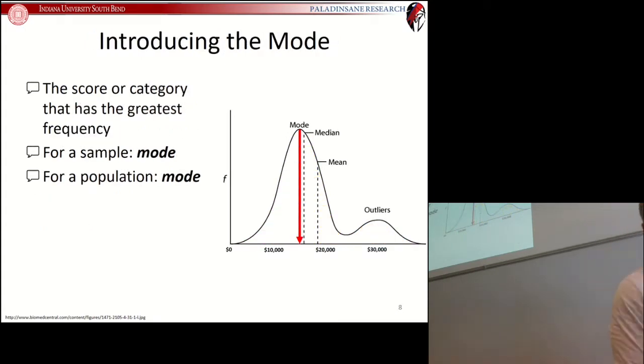The final one was the mode. For a sample, it's referred to as a mode. For a population, it's also referred to as a mode. This is the most straightforward one, but also the least used one in psychology. It's simply the score that has the greatest frequency, the most common score, the most popular score. The score with the highest frequency is the mode for that distribution.